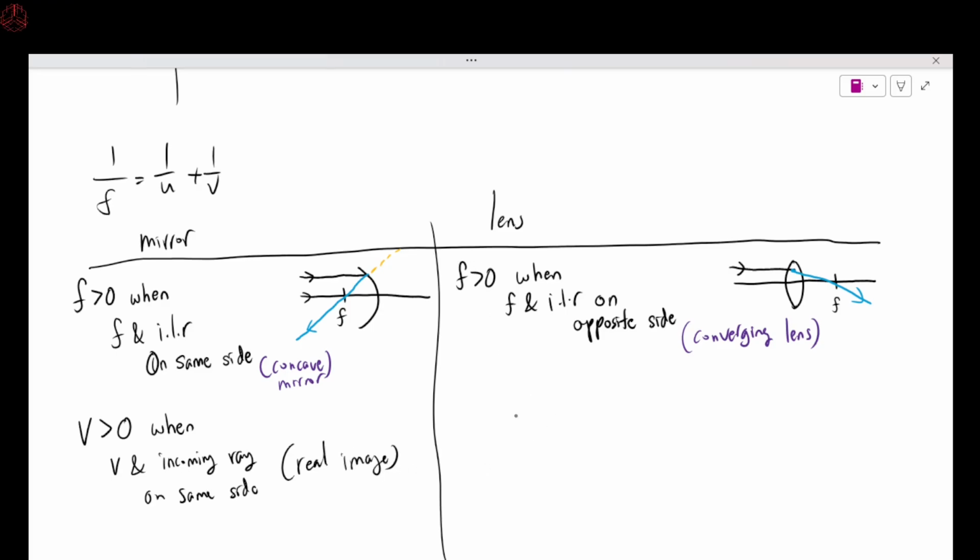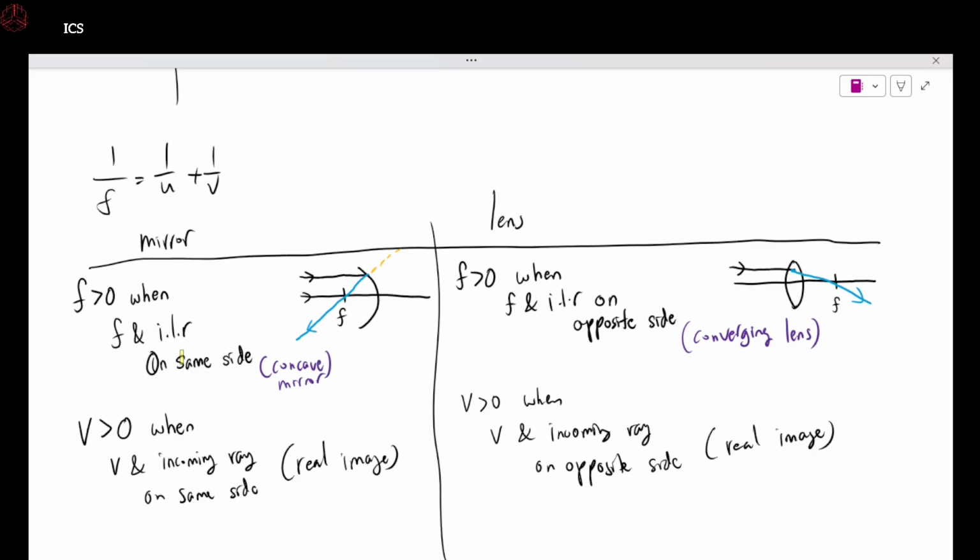On the other hand, for a lens, I have a real image when the image distance and incoming ray are on opposite sides. Okay, this is again what we call a real image. So please notice the difference.